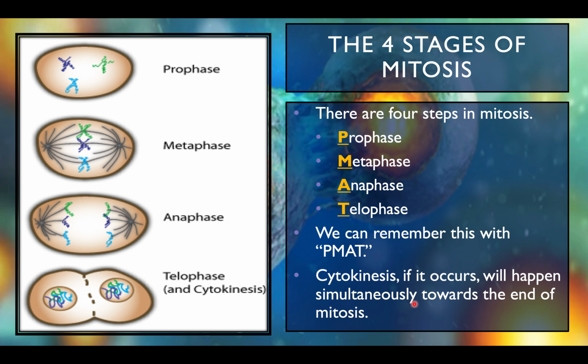Cytokinesis, if it occurs, will happen simultaneously toward the end of mitosis. Now, this is important, okay? If it occurs, this is a reminder that cytokinesis does not need to happen in order for mitosis to occur.